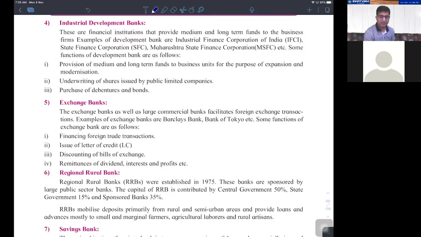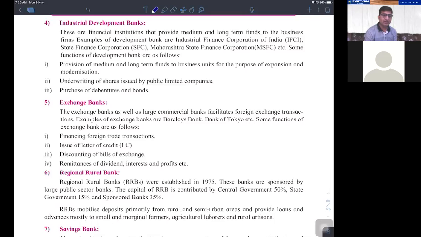IDBI का वो अस्तित्व लगभग लगभग खत्म हो गया है. And IDBI can be considered as SIDBI, Small Industrial Development Bank of India. Those are the specialized banks. That will be a different category. We are going to talk about that. Yes. So these are the financial institutions that provide medium and long-term funds to the business firm. Examples of development banks are IFCI, SFC, MSFC.